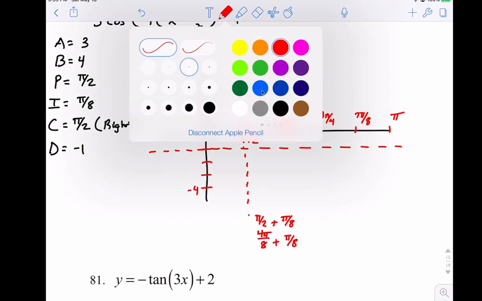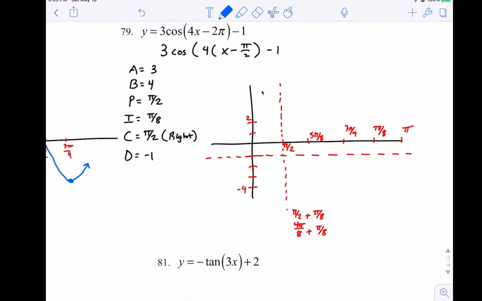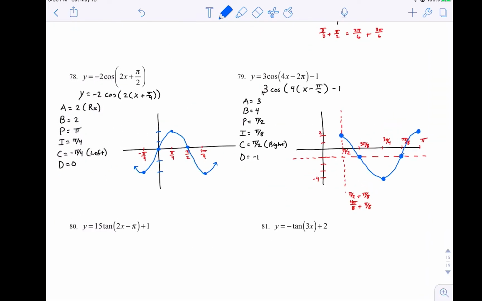All right, so it's cosine, so you're going to start at a high point, so that's going to be here at 2, axis, low, axis, high, and then you just draw your curve from that. All right.